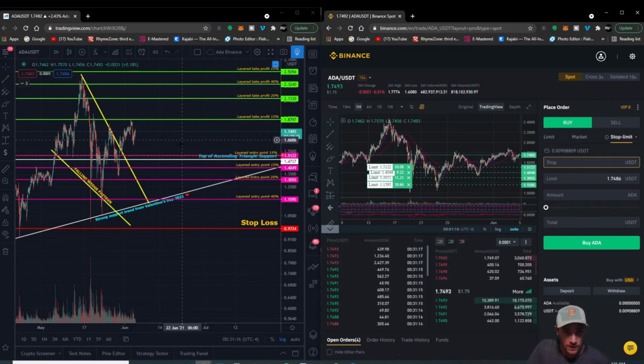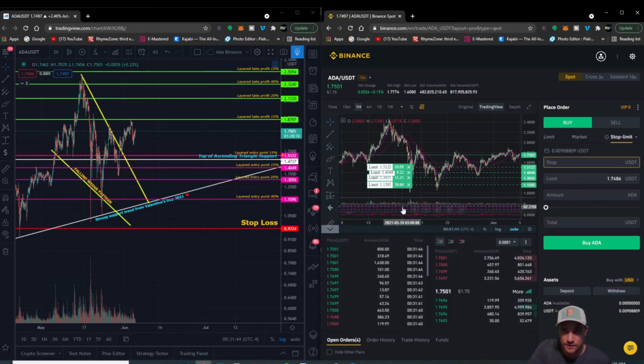Once these are placed in, it is imperative that you guys put alarms all throughout these areas so you can get notified when these orders hit. So every time one of these orders hits that you set in, you can come back on your Binance account and then put a stop limit order in down here at this price. So every time one of these alarms go off, you put your stop limit in for the amount that you have just purchased.